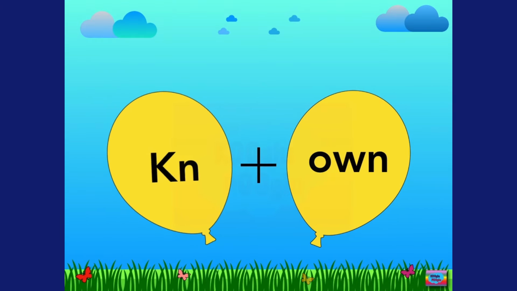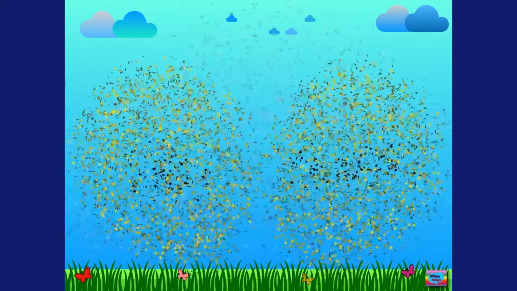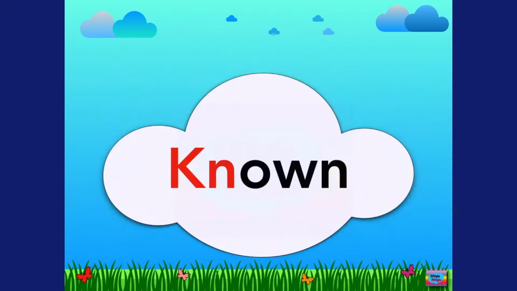N plus own. This means like, oh, this is a known person. That means I already know them. Known.